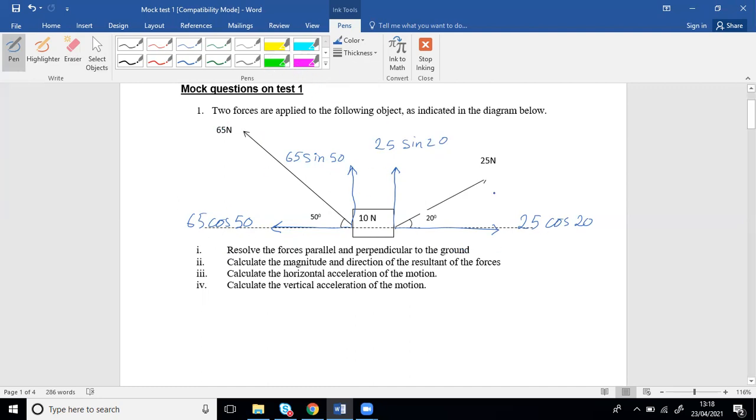So now this is not my final answer. I need to write down the answer. So if I plug in my calculator 25 cos 20, that would be 23.5 Newton. And then in here 65 cos 50, that will be 41.8 Newton. So 1 decimal place.